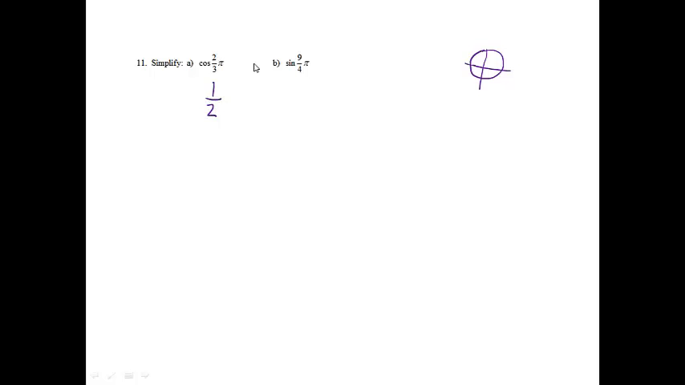And then I just need to figure out what 2/3 is. I know pi is right over here, so 2/3 is going to be a little bit before that. And cosine, which is an x value, is negative over there. So this will be negative 1/2.